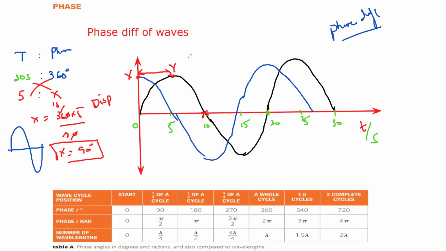Is it clear, this idea of how to work out the phase difference? Is it clear?